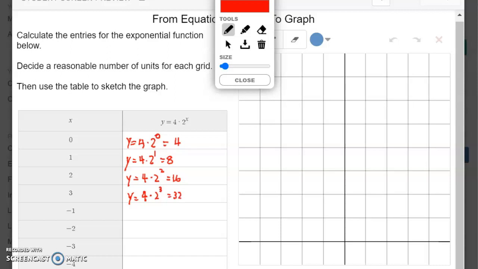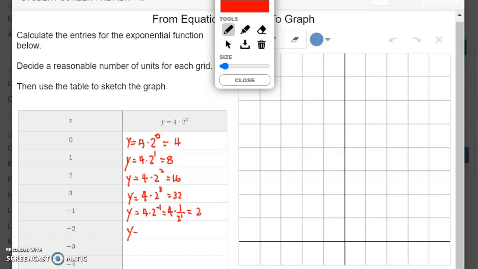Okay, now let's do the negative direction. When x is equal to -1, that's 4 times 2 to the power of -1. What is 2 to the power of -1? Remember how I get rid of the negative exponent? I put it as 1 over 2 to the power of 1, and 2 to the power of 1 is just 2. So it's really 4 times half, and that is going to be 2.